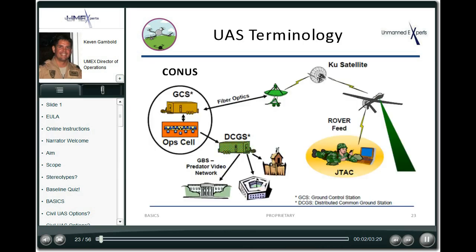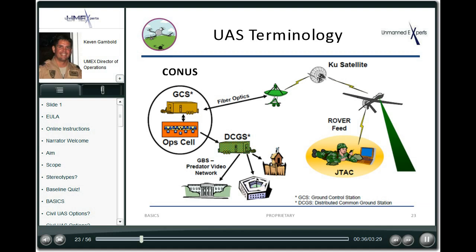Now we start the next section, looking at the terminology that we're going to use throughout the rest of the course, and to bring you up to speed on some of our definitions and three-letter abbreviations. In this phase, we're going to overview a large, in this case a medium altitude, long endurance Predator type operation, and all of the different terms that are used in it. This basically encompasses many of the aspects that we'll see in almost all systems, so we're using this as the example.